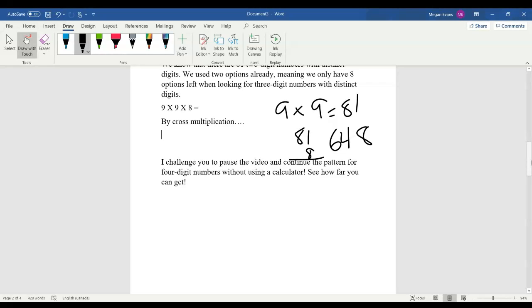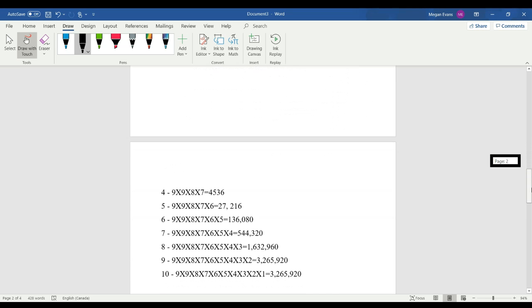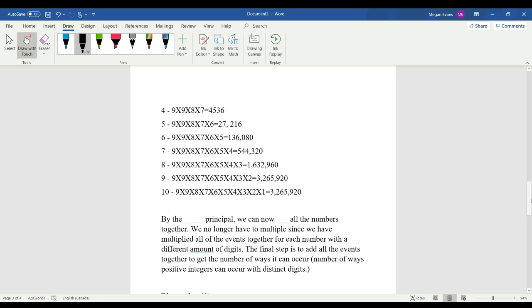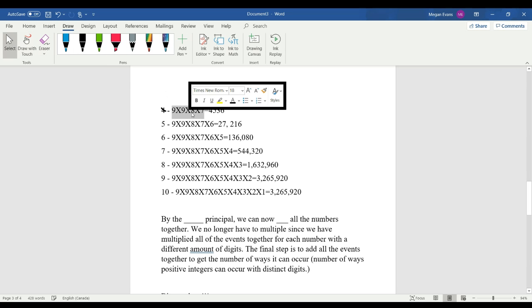So I'm going to challenge everybody now to pause the video and continue the pattern. We're going to start next with 4-digit numbers. I challenge you to do it as far as you can without a calculator. Now I'm going to scroll down to the answers here that I have written out. There we go. So our 4-digit numbers, we have 4,536 options.